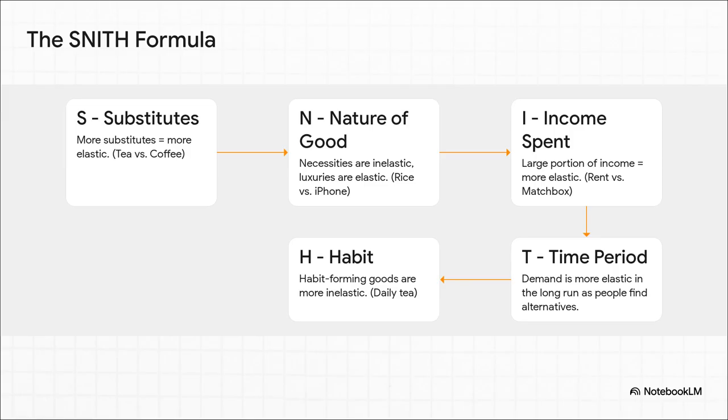T is for time. See, over a long period, we can almost always find alternatives for things, which means demand gets more elastic the longer you wait. And finally, H is for habit. Things that are part of our daily routine, like that morning cup of tea or coffee, tend to be really inelastic. We just buy them without thinking.